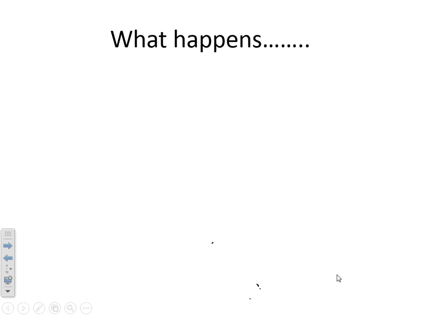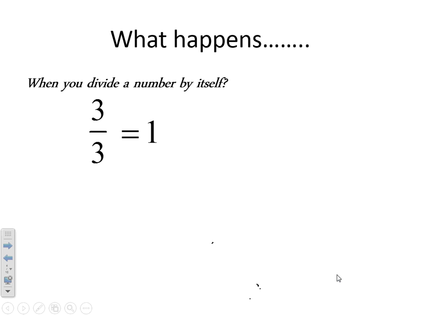So what happens when we use unit analysis? This is where you might want to start taking some notes. What happens when you divide a number by itself? If I take 3 divided by 3, what do I get? You get a 1, not a 0, but a 1. And you're thinking, well, I knew that. Yeah, you did, and we can all appreciate that.